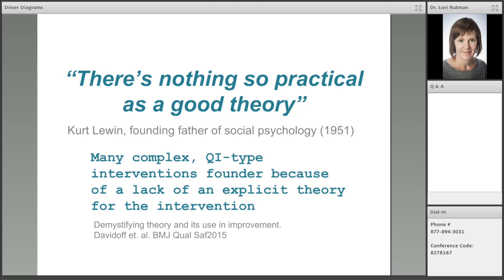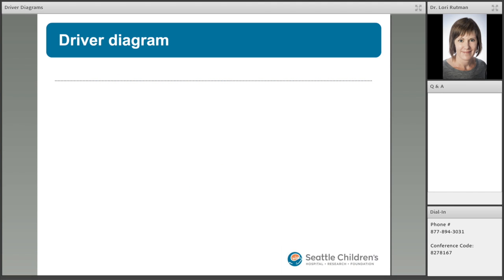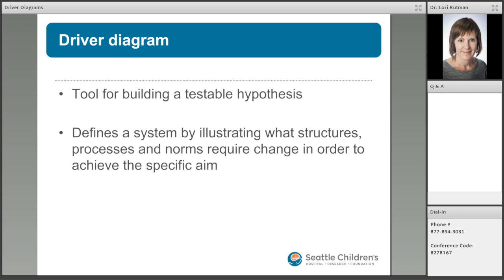The importance of theory for QI interventions is reflected in these quotes from Lewin and Davidoff. The citation there from Davidoff in this BMJ Quality and Safety paper is worth looking up if you have more interest in understanding how you can articulate theory for quality improvement work. I highly recommend the Demystifying Theory and its Use in Improvement paper that's noted there. Specifically, driver diagrams are tools for building a testable hypothesis. They define a system by illustrating what structures, processes, and norms require change in order to achieve a specific aim.